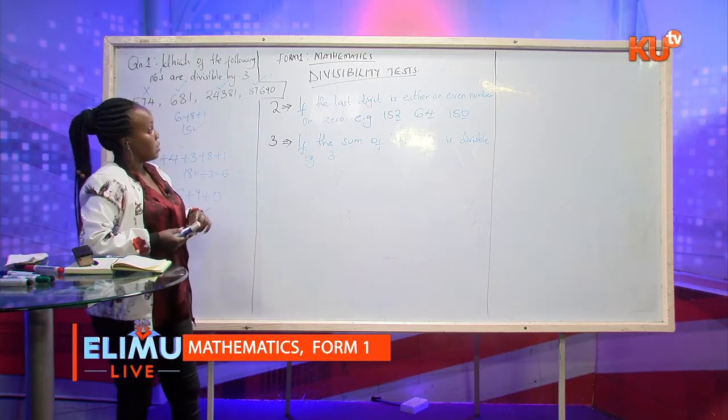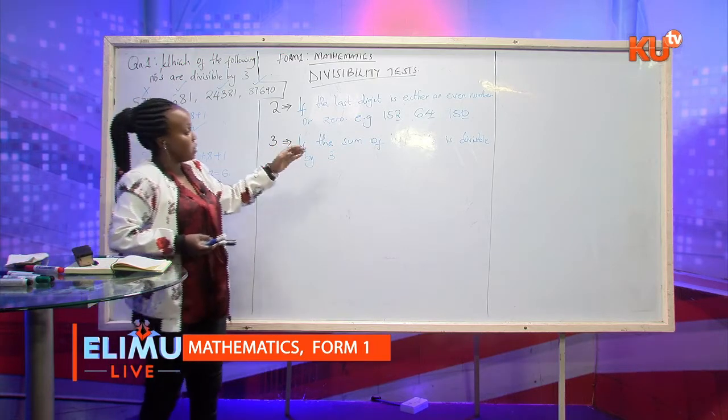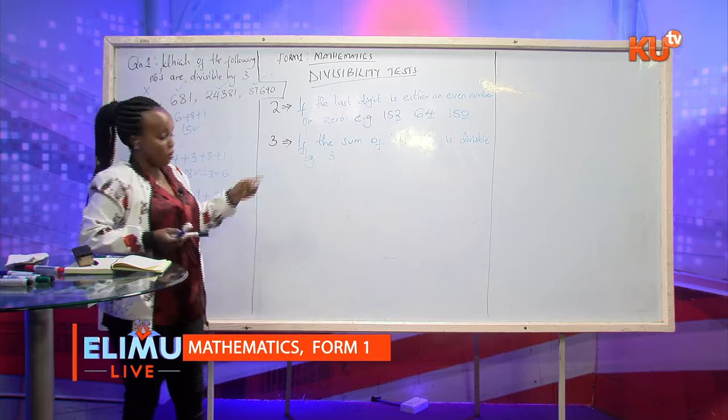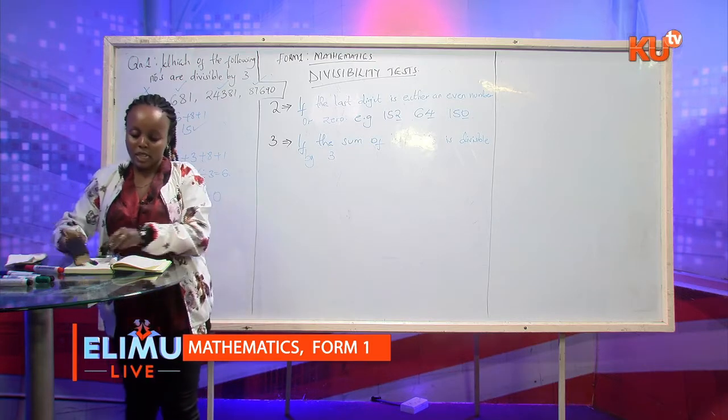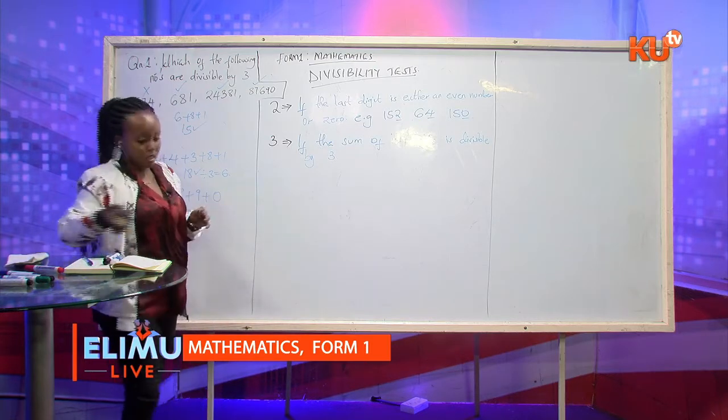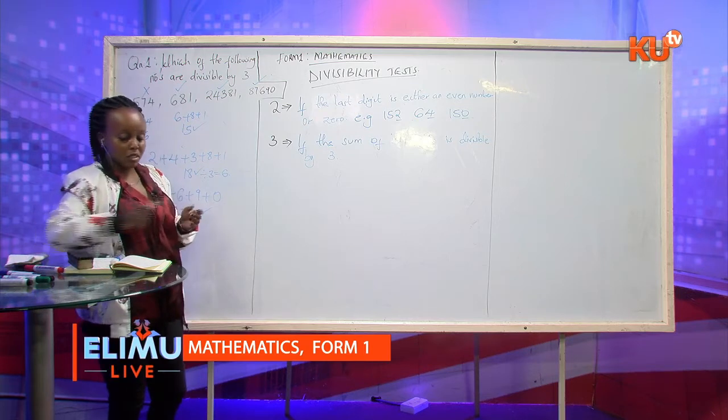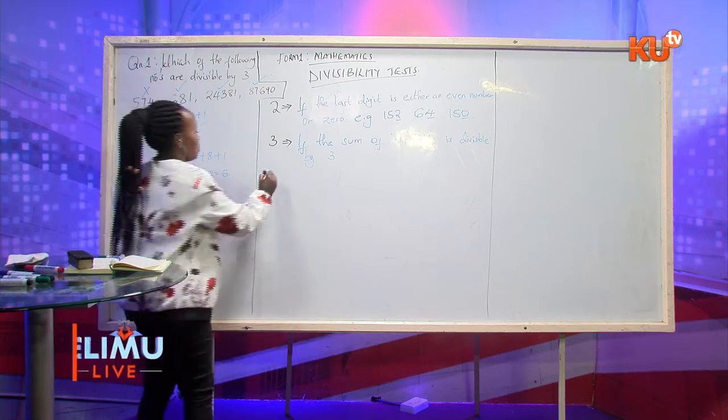We've been told that a number is divisible by 3 if the sum of its digits is divisible by 3 or forms a number that is divisible by 3. So that is how we deal with the divisibility test for 3. We can now go on with 4.